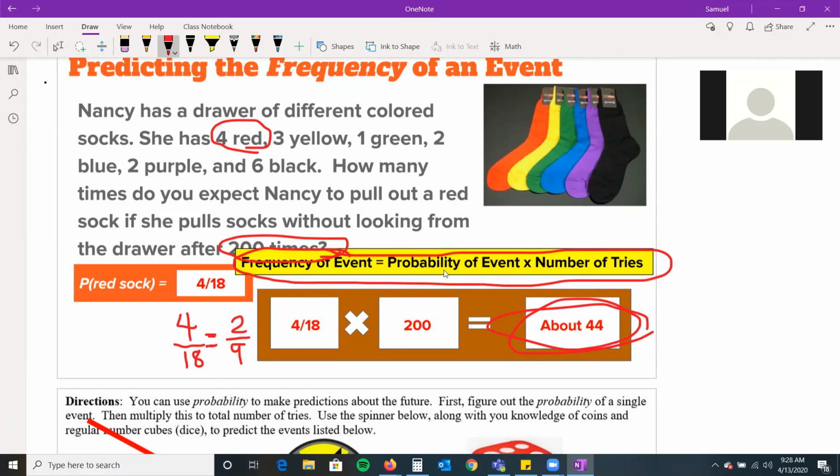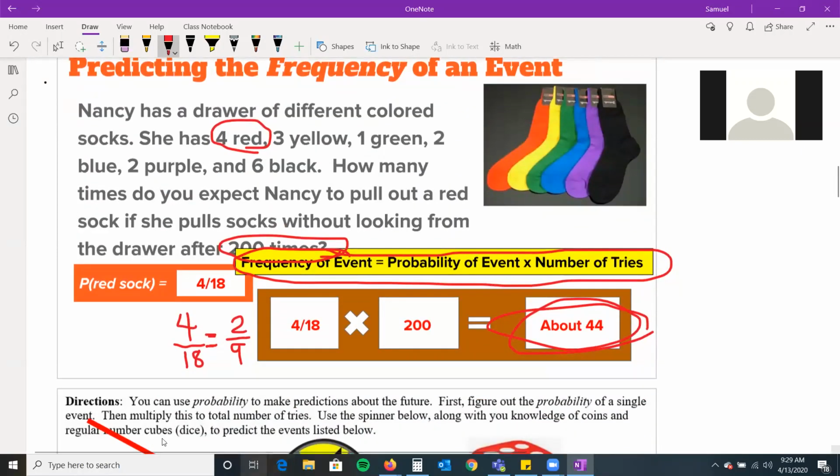Again, frequency of the event is going to equal the probability of the event, which is 2/9, or 4 out of 18 socks, times 200 times, 200 tries. When you multiply those together, you get the approximate red draws. So if it's 200 draws, about 44 of those, we said, should be red.